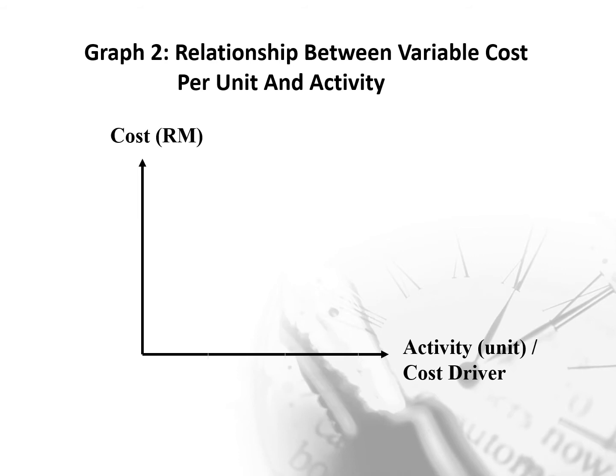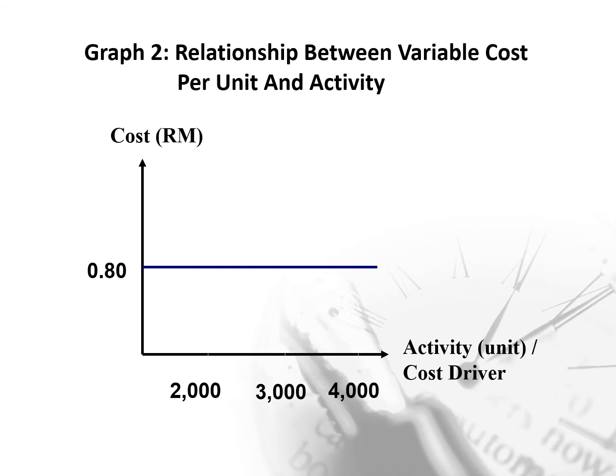Relationship between variable cost per unit and activity is illustrated in graph 2. For each production unit, 2000, 3000, and 4000 units, the cost is 80 cents. After we plot the graph, we will find a horizontal line like this. This line is variable cost per unit.